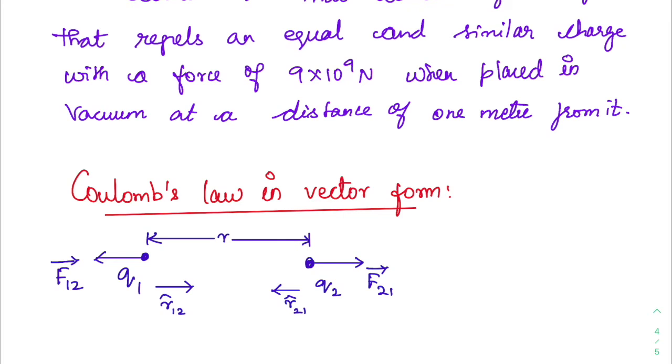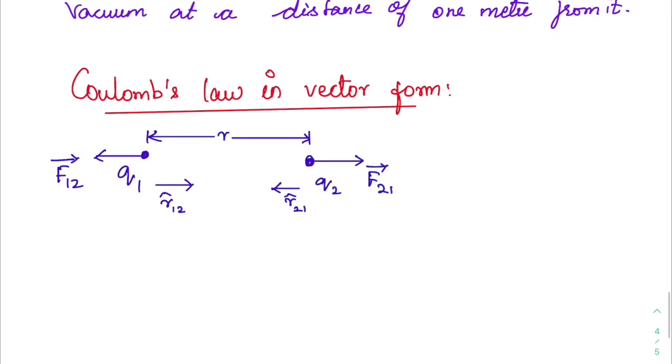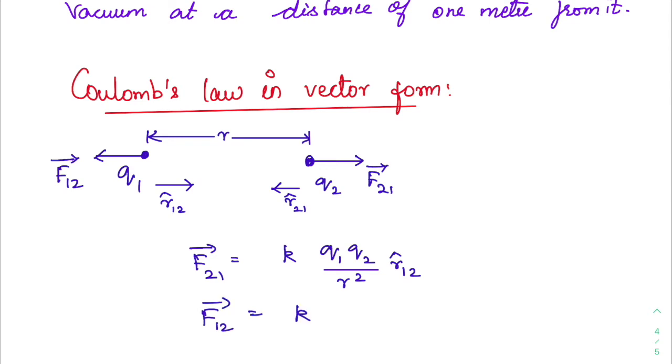So you can see here, the force on charge Q2 due to Q1 can be given as F21 vector is equal to K Q1 Q2 whole divided by R square into R12 cap. Likewise, F12 vector can also be given as K Q1 Q2 whole divided by R square R21 cap.